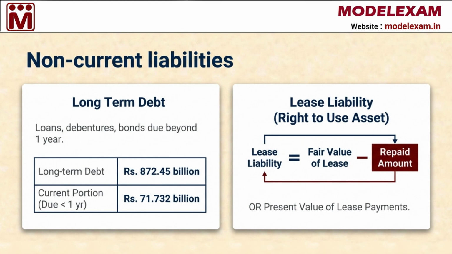In our example, Airtel has long-term debt of rupees 872.45 billion. Importantly, the portion of this debt that is due within the next year is stripped out and shown separately as the current portion, which is rupees 71.732 billion here. We also have lease liability. This arises when a company has a right to use an asset. The liability is calculated as the fair value of the lease minus the repaid amount.